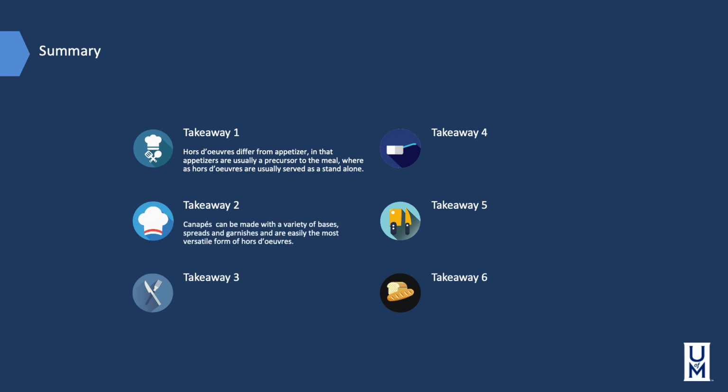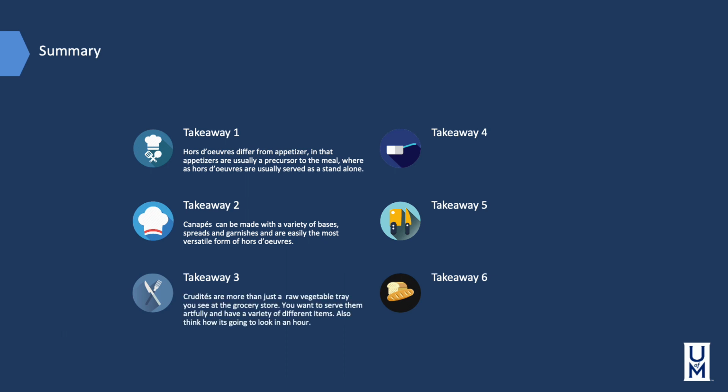Number two, canapés can be made with a variety of bases, spreads, and garnishes, and are easily the most versatile form of hors d'oeuvres. They can be done with meats or cheeses or vegetables or various different kinds of things, and it can be as colorful and as flavorful as you want.